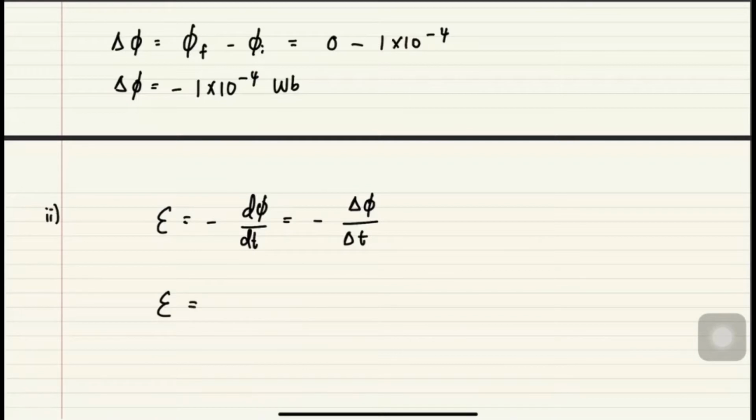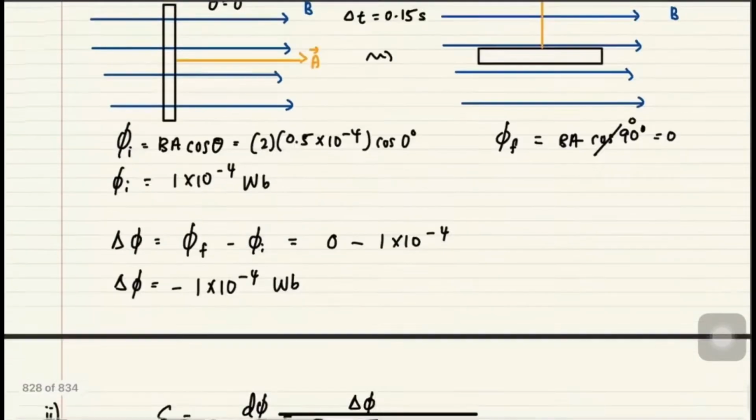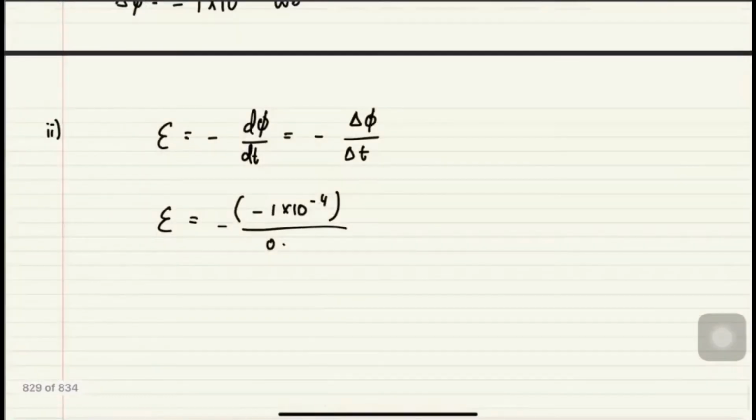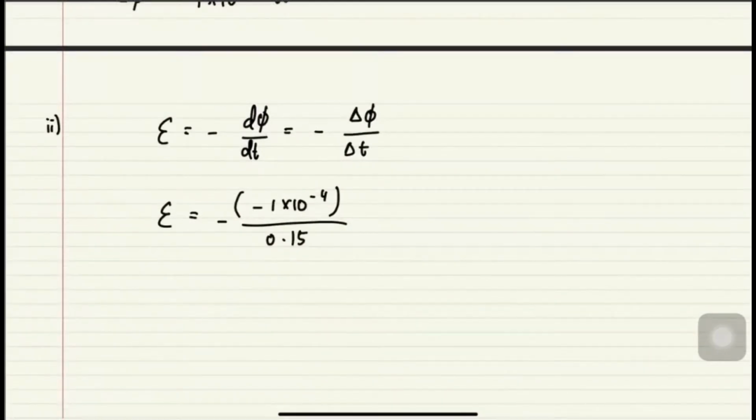So according to Faraday's, this would be negative 1 times 10 negative 4. And then the time here would be 0.15 tadi. So your induced EMF should get positive 6.67. Okay tak? Okay sir.